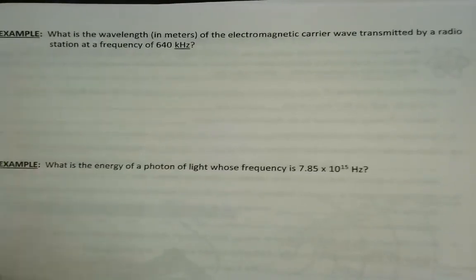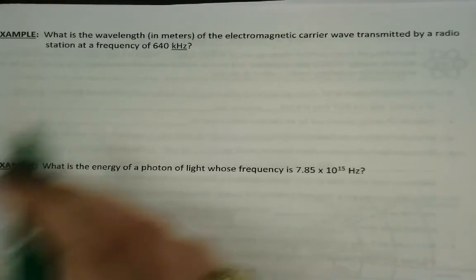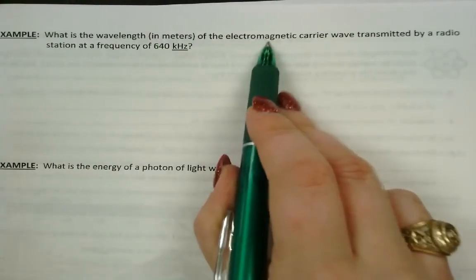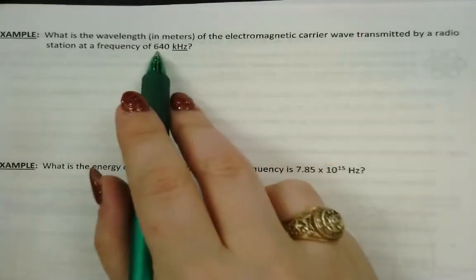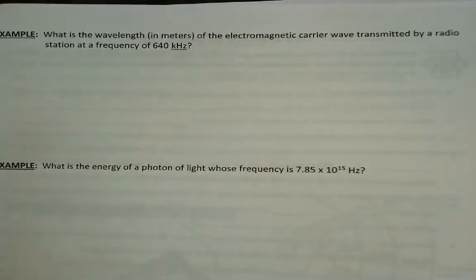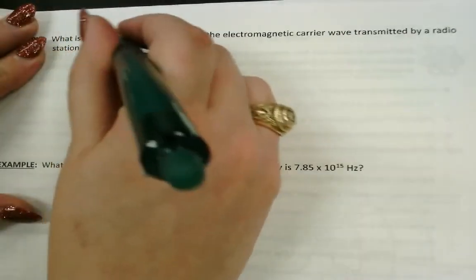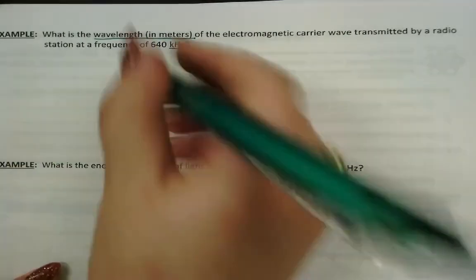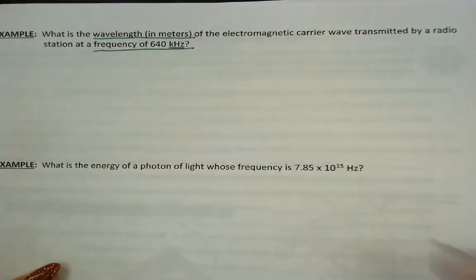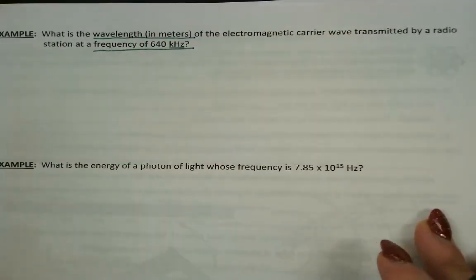So this first one, I'm going to scooch it out a little bit. This first one asks, what is the wavelength in meters of the electromagnetic carrier wave transmitted by a radio station at a frequency of 640 kilohertz? It's kind of a lot of words, so let's break it down. First thing is, what is it asking us to solve for? It's asking us to solve for wavelength in meters. What does it give us? It gives us frequency.